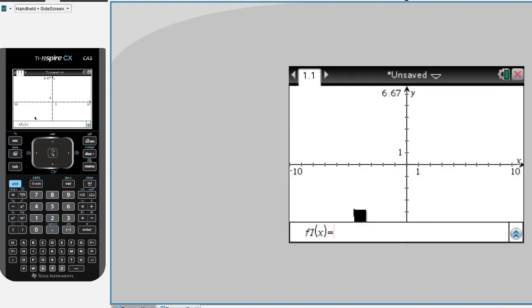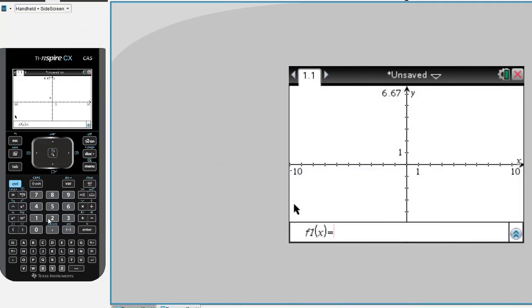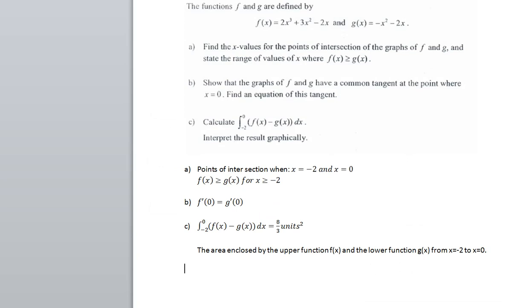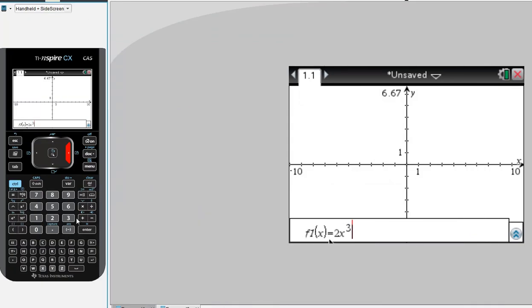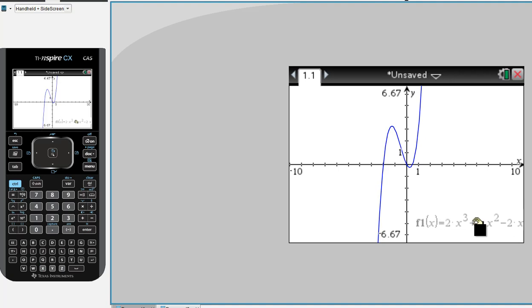So add a graph, 2x3. Remember to go to the right so you're not up here in the exponent. Plus 3x2 minus 2x. I'll move this function down here.